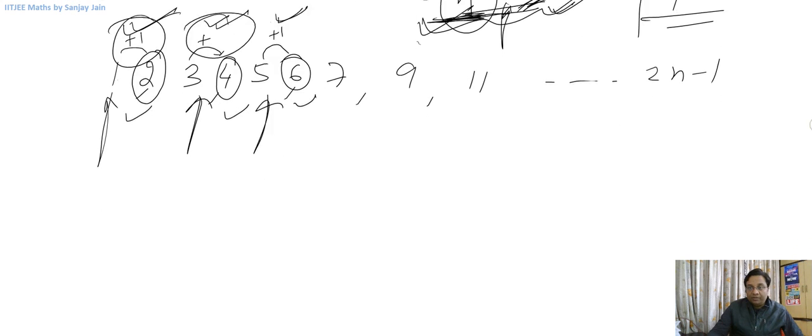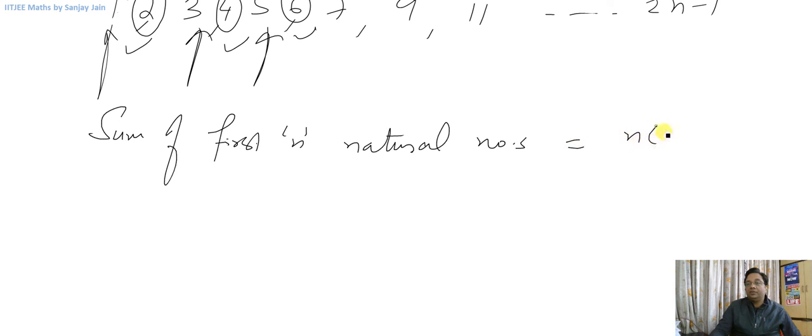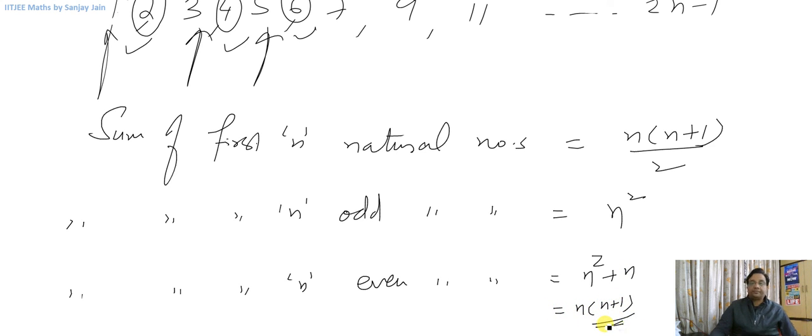I want you to memorize these three: that sum of first n natural numbers is equal to n into n plus 1 divided by 2. Sum of first n odd natural numbers is equal to n squared, and sum of first n even natural numbers is equal to n squared plus n, or n into n plus 1, right?